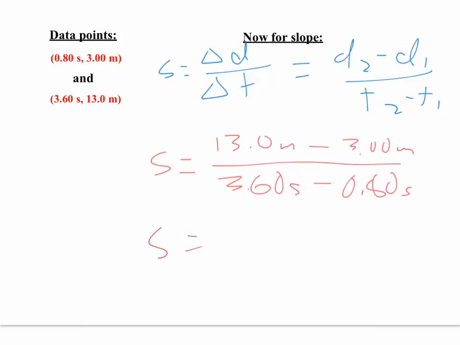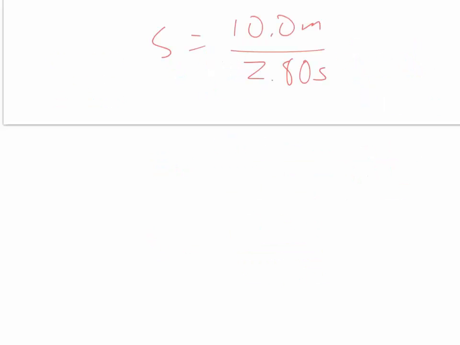13.0 minus 3.00 meters, so I've got 10.0 meters. All right, over the difference between 3.60 and 0.80 seconds, so that would be 2.80 seconds. When I evaluate 10.0 divided by 2.80 seconds in my calculator, it's going to return a non-repeating decimal of 3.571428571.